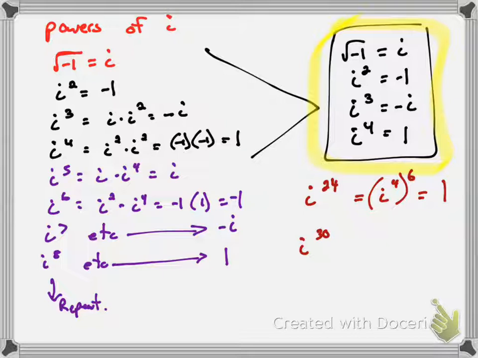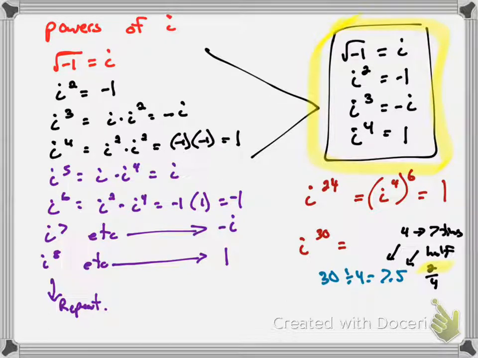i to the 30th. How many times does 4 go into 30? Well, it doesn't go in there evenly. We take 30 divided by 4, we get 7.5. Well, 0.5, right? So 4 goes in there 7 times. 0.5 is half. Half of 4 is 2. So we can rewrite that as i to the fourth happens 7 times, times i squared. Well, i to the fourth is 1. 1 to the 7th power is still just 1. i squared we know is negative 1. So i to the 30th finally simplifies to negative 1.